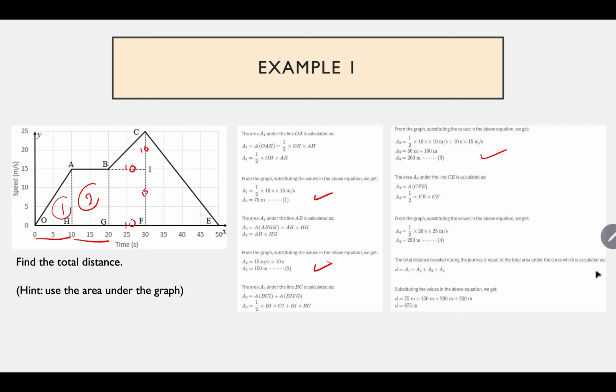Next, I have this big triangle, CFE. So half times base times height, half times base, from 30 to 50, that's 20. And the height is 25. So half times 20 times 25 is 250. Now he asked me to find the total distance. So I will add the 4 distances I found together to get 675 meters.